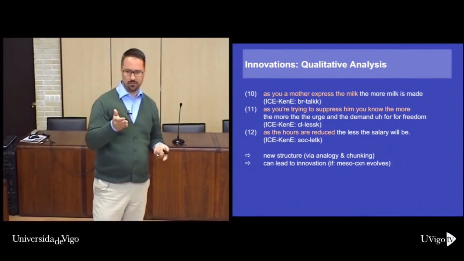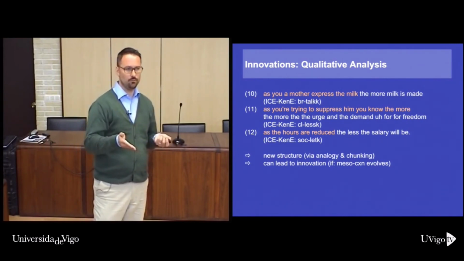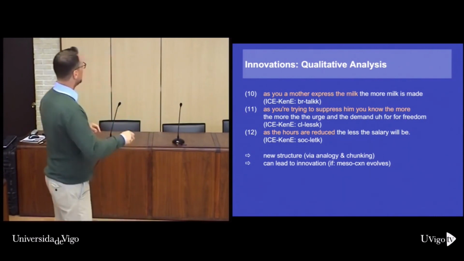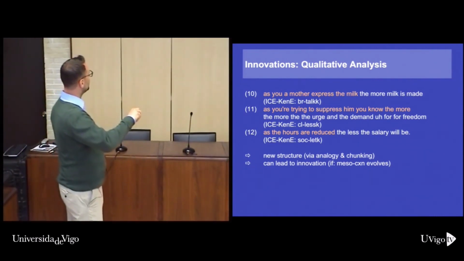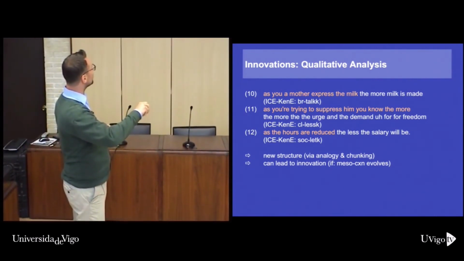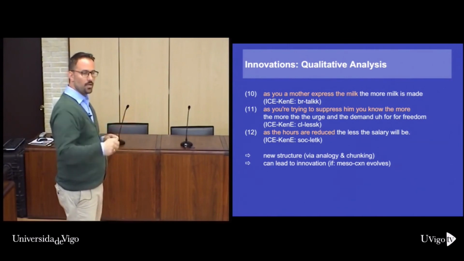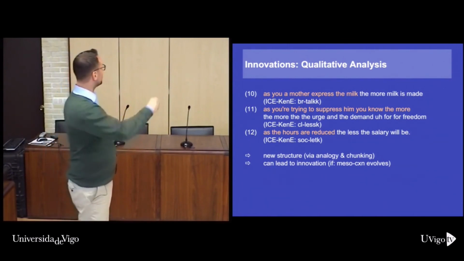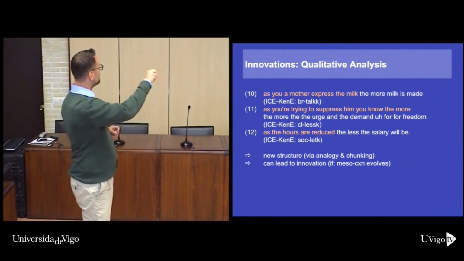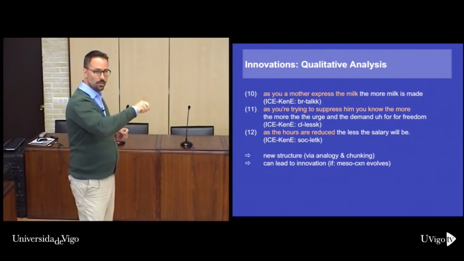But real innovation is when structures are new. And this is what you get. So for something like Kenya, you get things like, as your mother expressed the milk, the more milk is made. As you're trying to suppress him, the more the urge and the demand for freedom. As the hours are reduced, the less the salary will be. Okay? It's exactly the construction we are talking about. Cause, effect, C1, C2.